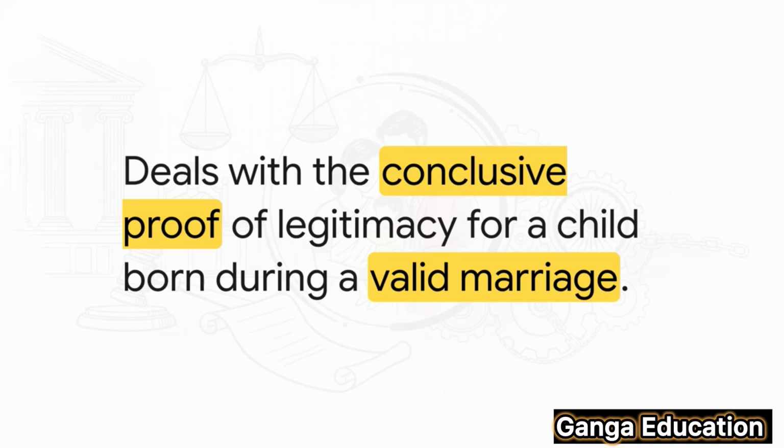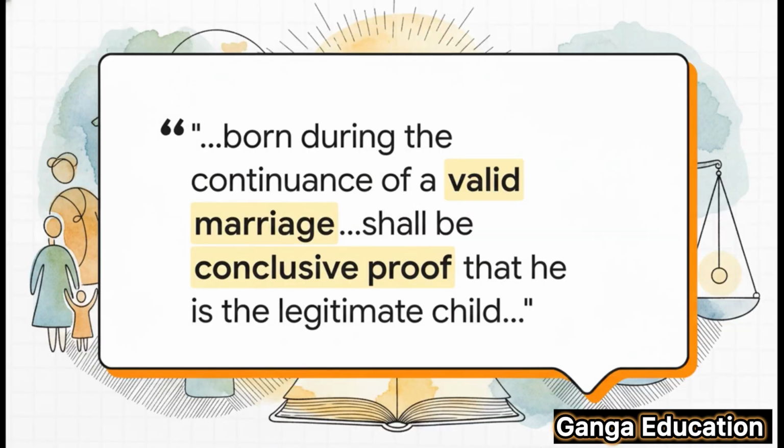आज हम डिस्कस करेंगे Section 114 of the Bharatiya Sakshya Adhiniyam 2023. Now this section is all about what we call conclusive proof of legitimacy. What that really means is that the law makes a very strong assumption about a child's parentage if that child is born during a valid marriage. Okay, that sounds a bit heavy, right? So what does it actually mean?